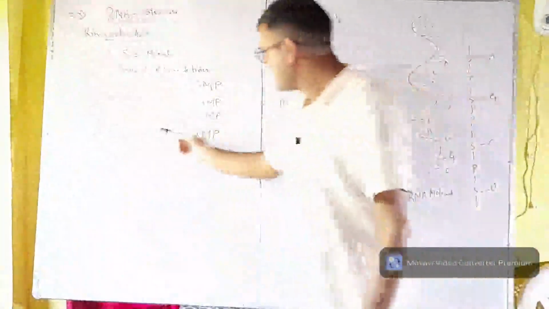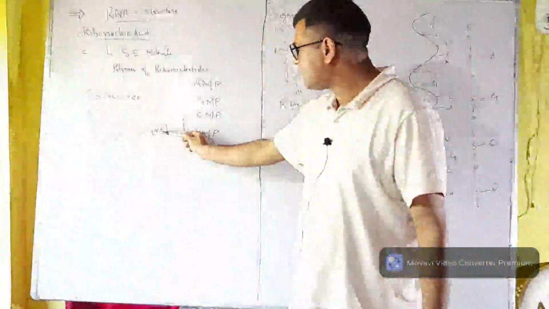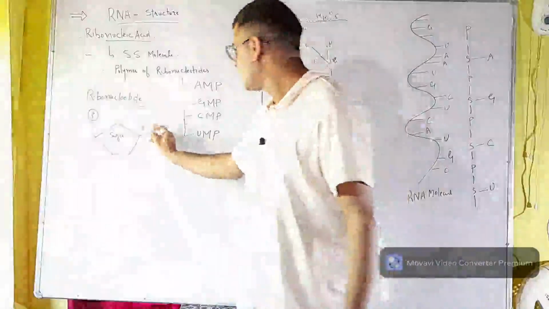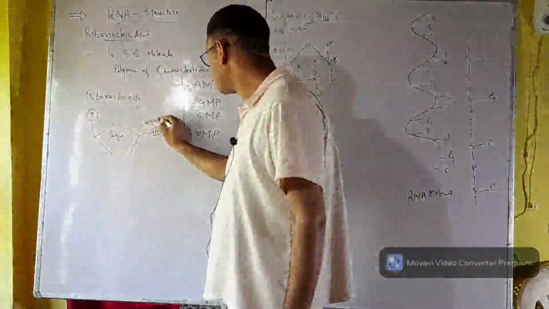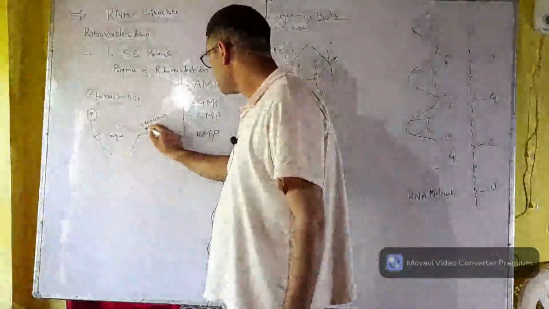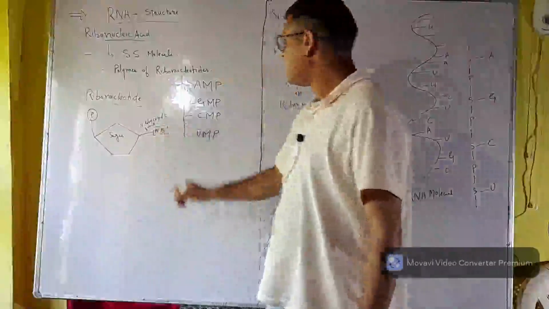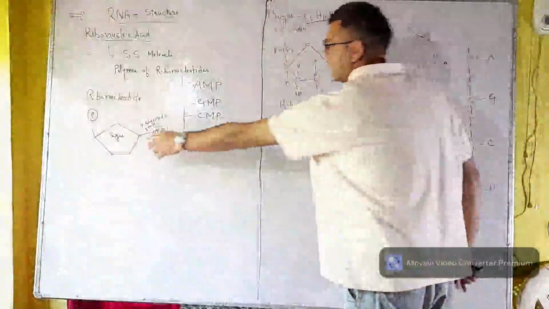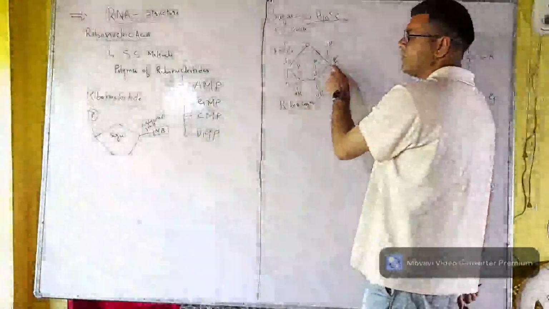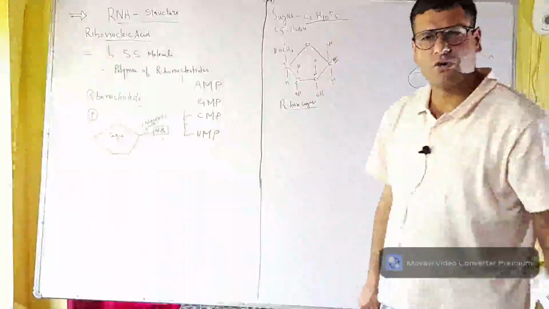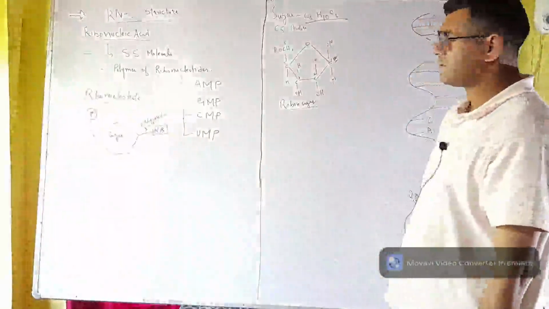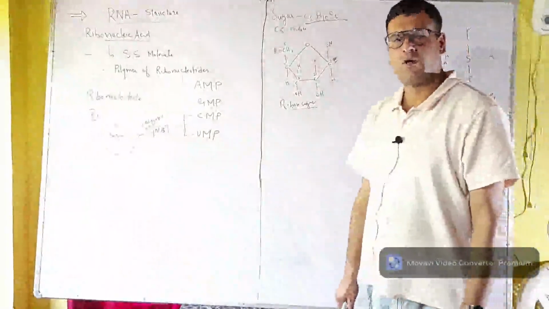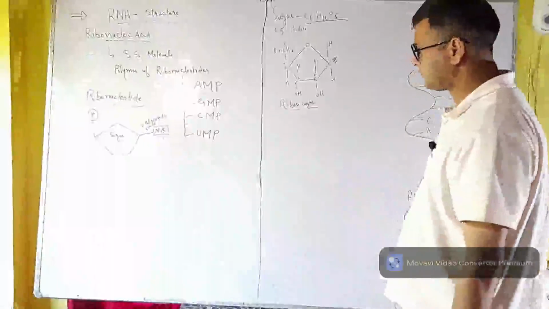So we have this nitrogenous base attached to the carbon first of the sugar by means of a bond that is called the N-glycosidic bond. So the nitrogenous base is attached to the sugar at the carbon first by means of a glycosidic bond or N-glycosidic bond, and the N represents the nitrogen of the nitrogenous base.